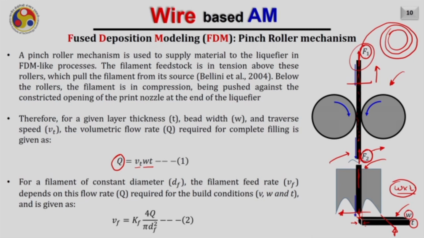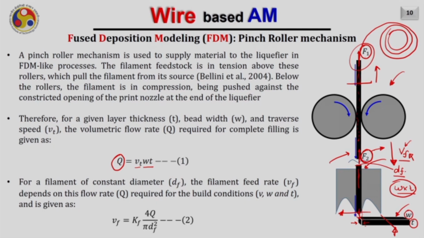Also, it can be noticed that the wire which is coming from here, assume that the wire is coming from here, has a velocity of Vf. This is the velocity of the filament, that is why I am writing Vf. And also the diameter of the wire at this location is df. This is the diameter of the wire.